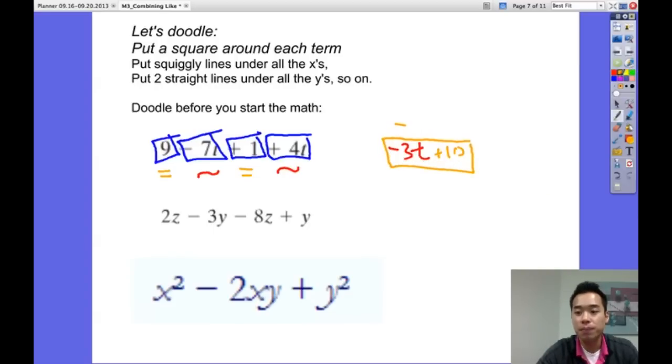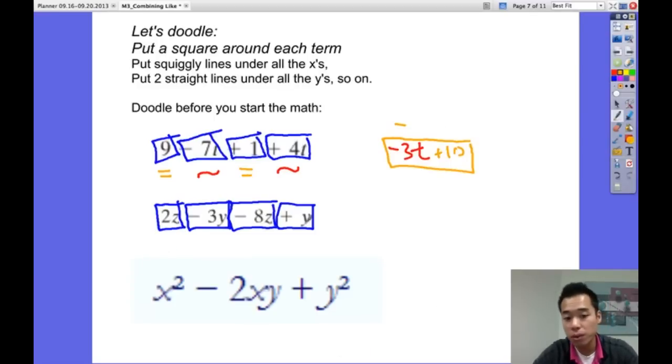Again, so the next one, first thing I'm going to do is I'm going to box each term with the symbol to the left. So I have a positive 2z, negative 3y, negative 8z, and a positive 1y. Again, 4 terms. What I'm going to do now is just separate them by color so that you can see. I'll start with orange. I'm going to run through this whole expression.